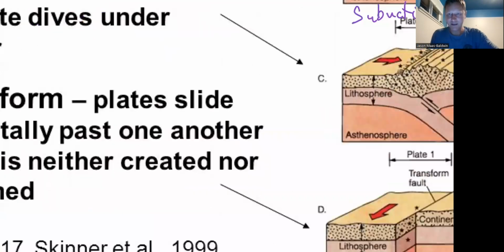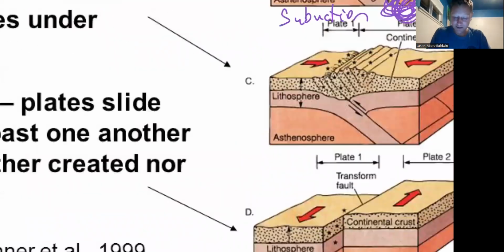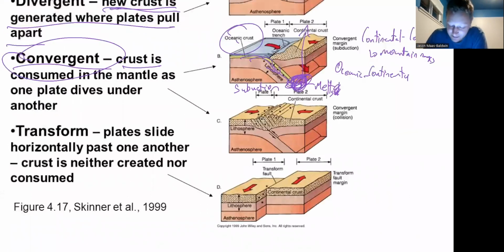And then it goes underneath. It forms a trench, and then it melts and forms a volcano on the other side. So it forms a trench and arc islands. So in oceanic-continental, this forms a subduction volcano.